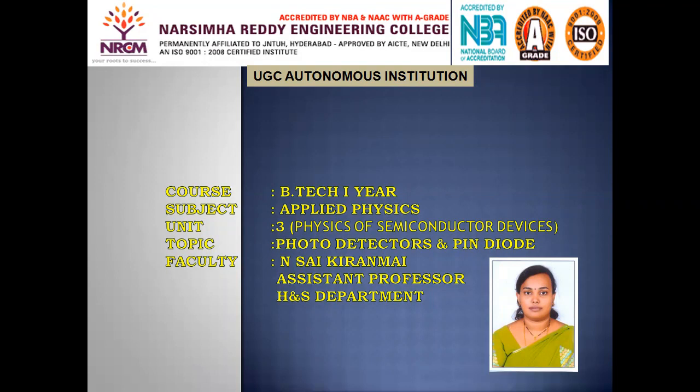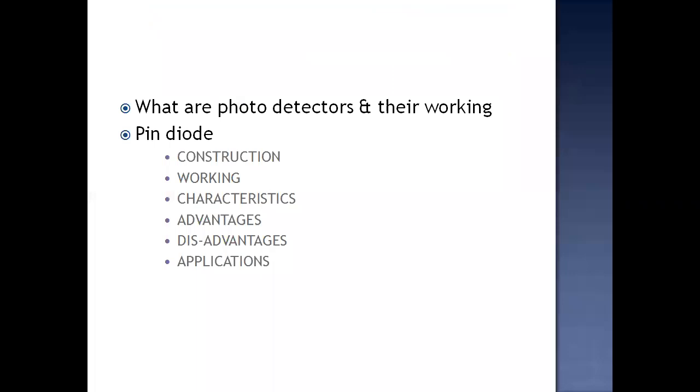Today in this session, we are going to discuss a photodetector, how it works, and one type of photodetector, that is a pin diode. Under this topic, we are going to discuss the construction of a pin diode, working of a pin diode, characteristics, advantages, disadvantages, and applications of pin diode. With that, what is the basic principle that a photodetector follows?